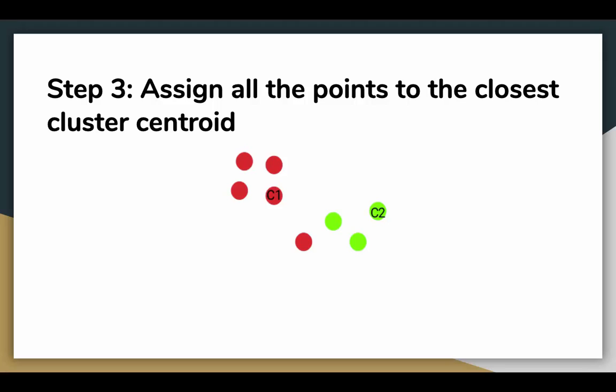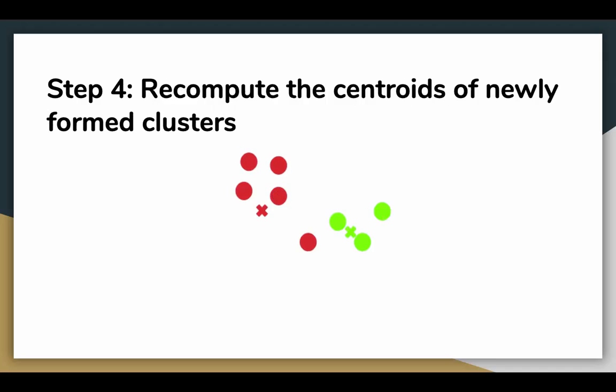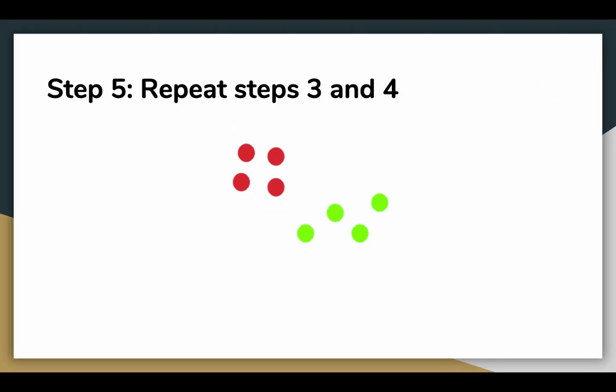Step 3. Once we have initialized the centroid, we assign each point to the closest cluster centroid. Here you can see that the points which are closer to the red point are assigned to the red cluster, whereas the points which are closer to the green point are assigned to the green cluster. Now, once we have assigned all of the points to either cluster, the next step is to compute the centroids of newly formed clusters. Here, the red and green crosses are the new centroids. Now, we repeat steps 3 and 4.